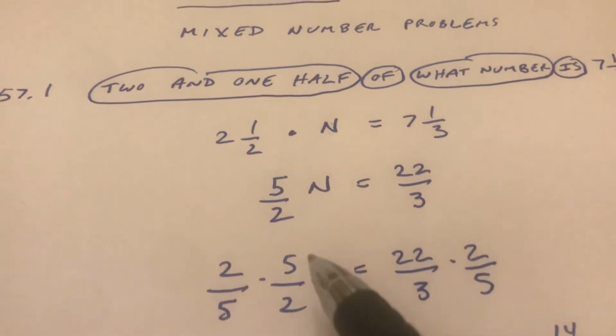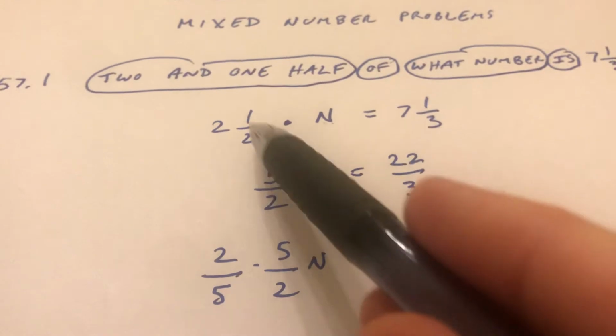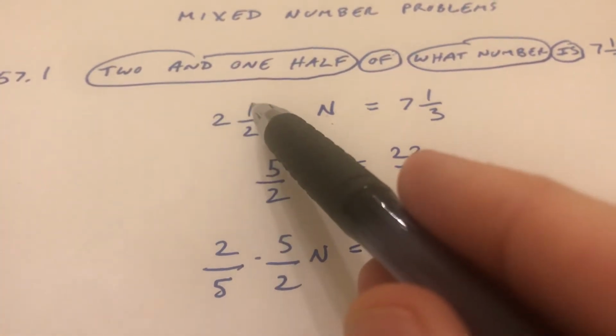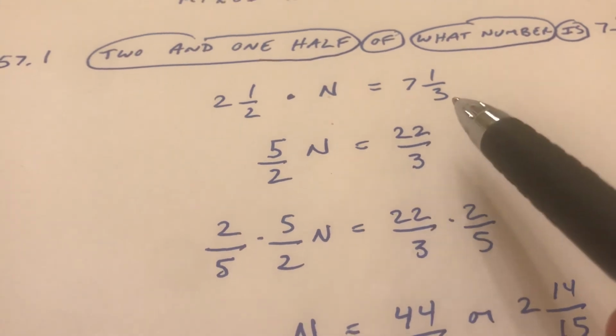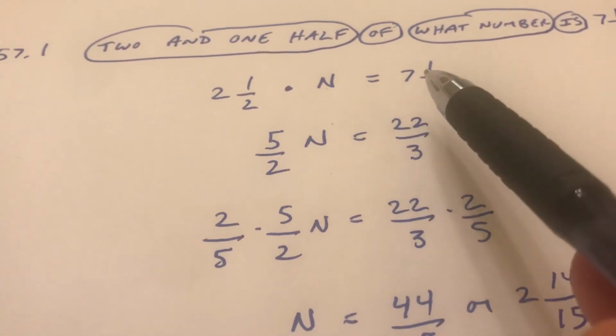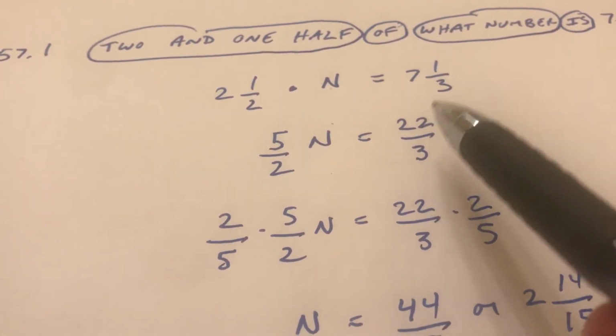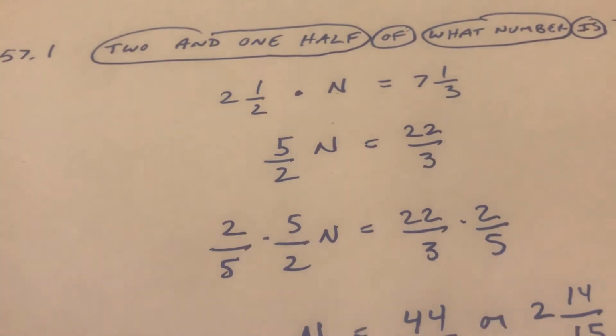Now, we want to get rid of the mixed numbers, so 2 times 2 is 4, plus 1 is 5. 5 over 2, times n. 3 times 7 is 21, plus the 1 is 22. Put it over the 3, 22/3.